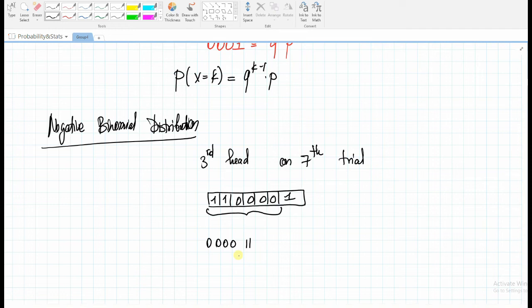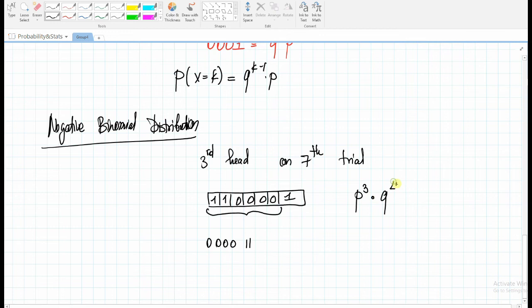Now, could you please tell me what is the probability of having exactly this sequence? This is the number of the ones, so P multiplied the number of the ones. So this is P to the power of 3, multiplied by Q to the power of 4. That is the probability of this sequence. Do you understand this, Akbar? Yes? Okay.